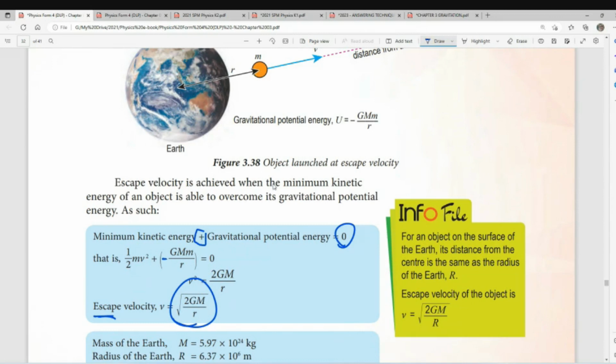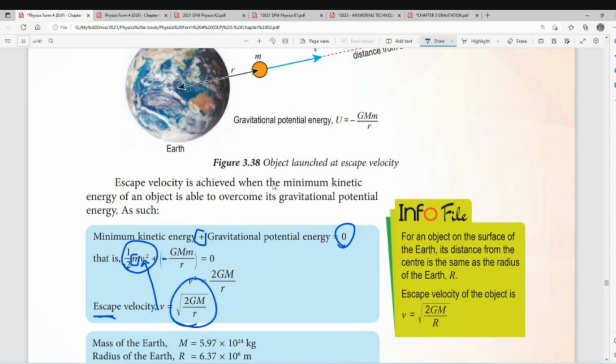Even the formula doesn't show that the mass of the rocket will affect the escape velocity. But one thing you have to understand: the bigger the mass, the more fuel you need to use to achieve the velocity. You still have to make sure you can get the kinetic energy, because of the v inside here. So to have this kinetic energy, the mass will be affected. This mass is the mass of the rocket itself, right?